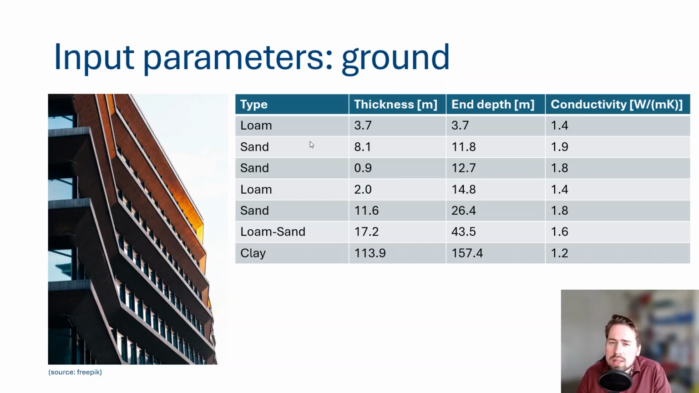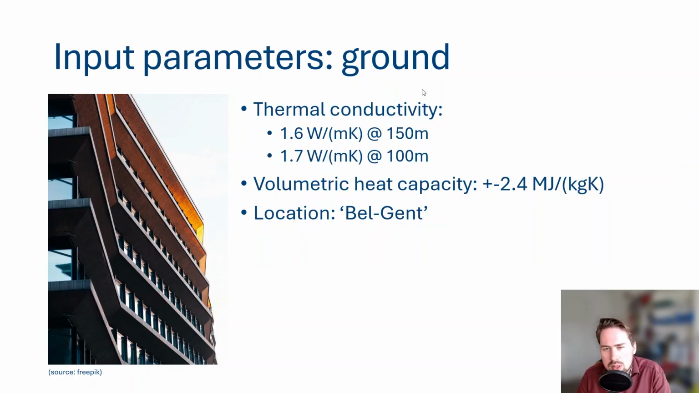Now we could work with this table in GHEtool itself. For time's sake, we're not going to do that in this video. We're going to work with some averaged out homogeneous thermal conductivities, which we calculated based on the table on the previous slide: 1.6 at 150 meters and 1.7 at 100 meters, since we're less in the clay region. The volumetric heat capacity is 2.4 megajoules and the location is Ghent.